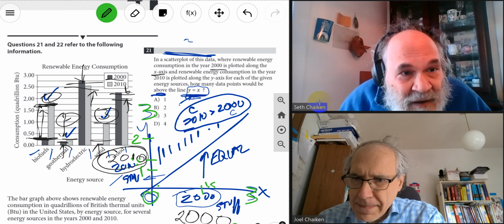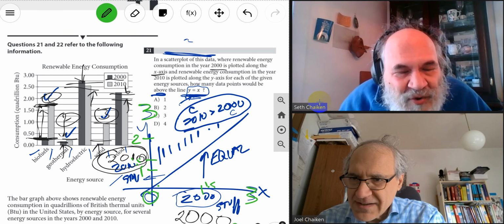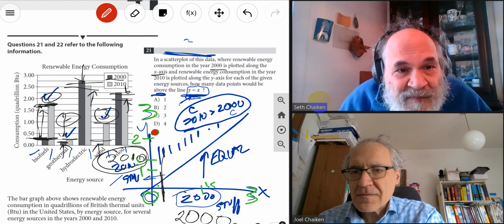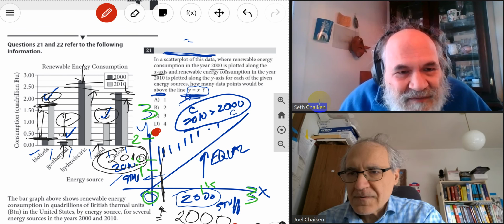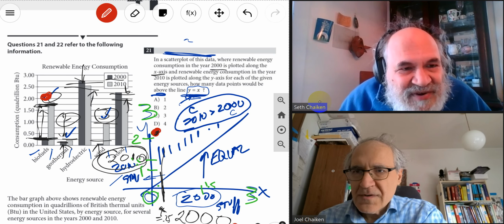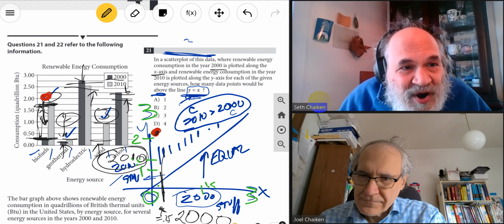And the biofuels is a quarter in the year 2000, right? So in the year 2000, biofuels is on this line, which is x equals 0.25. And so this is the scatter plot. That dot represents these two bars together.